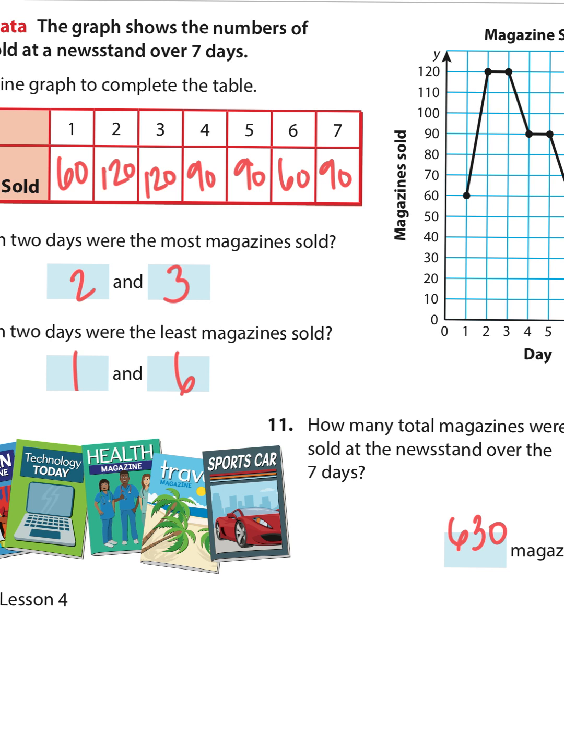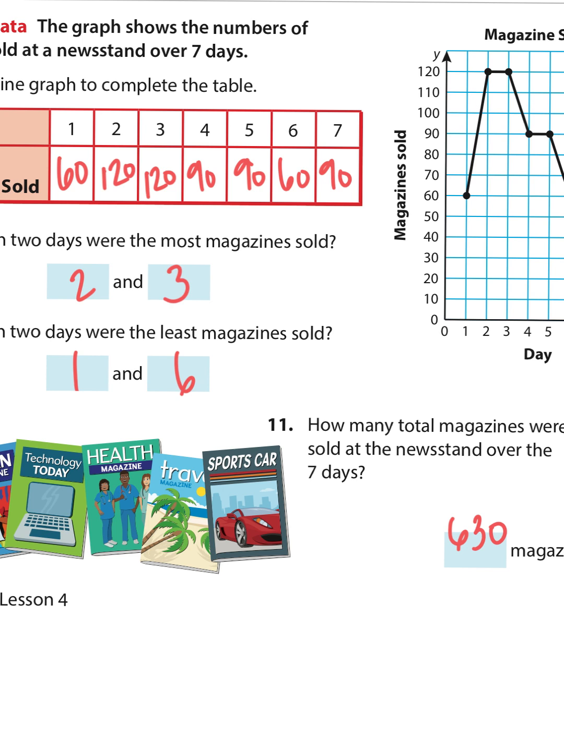We're moving on, and we're going to check everything that we just did in our groups. So in your groups, you determined what the missing pieces were in the table. So for day 1, there were 60 magazines sold. Day 2, there were 120. 3, there were also 120. Day 4 and 5 both had 90. Then on day 6, we dip back down to 60. And then on day 7, we end up at 90 magazines sold again.